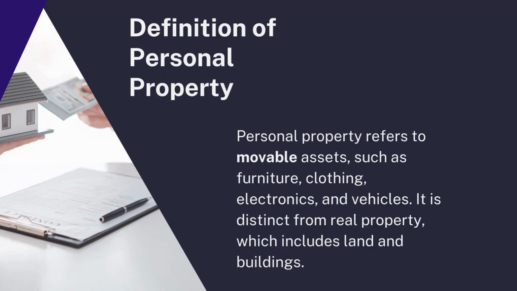Now, personal property refers to movable assets like furniture, clothing, electronics, vehicles. It is very distinct from real property that includes land and the buildings/improvements on it. When you think personal property, physically put a picture in your mind of a house being flipped upside down. Anything that moves or would fall that is not permanently attached to the home would be considered personal property.